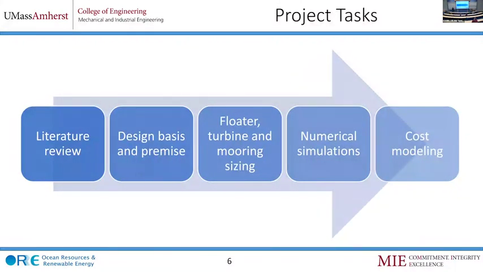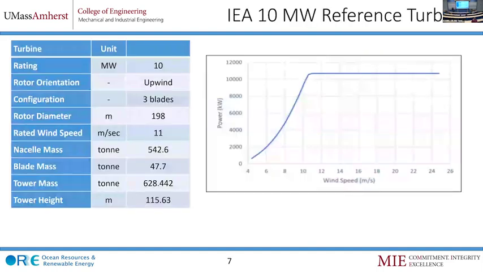This is basically a front-end engineering, or a pre-front-end engineering, study. We did a literature review, followed by setting up a design basis and selecting a suitable mooring system, did some numerical simulation and did some cost modeling. We chose a 10 megawatt reference turbine, which is an IEA reference turbine, 3 blades, upwind, for this analysis.